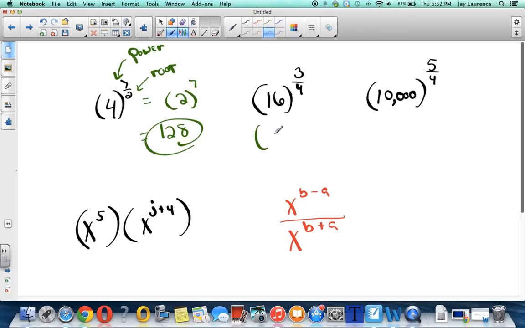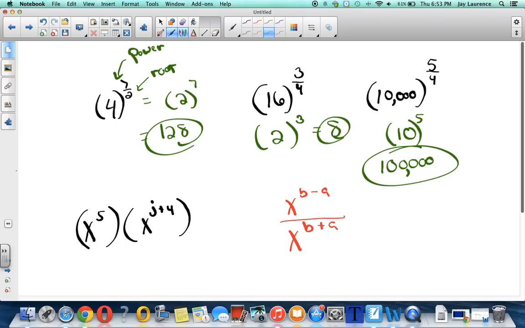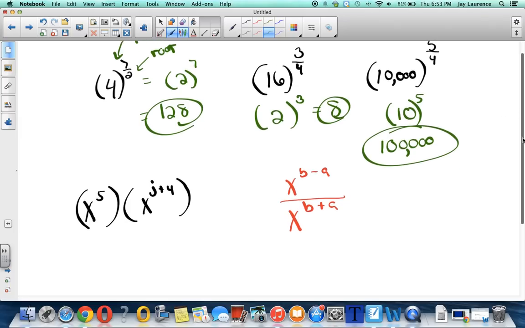I need the 4th root of 16. Well, I think the 4th root of 16 is 2, because 2 times 2 times 2 times 2 is 16. Now I need to raise that to the 3rd power, which makes it 8. Oh my gosh, too easy. All right, I need the 4th root of 10,000. 1, 2, 3, 4. I'll bet you it's 10, and I got to raise it to the 5th power, which will be 10 times 10 times 10 times 10 times 10. So it'll be 100,000. Too easy.